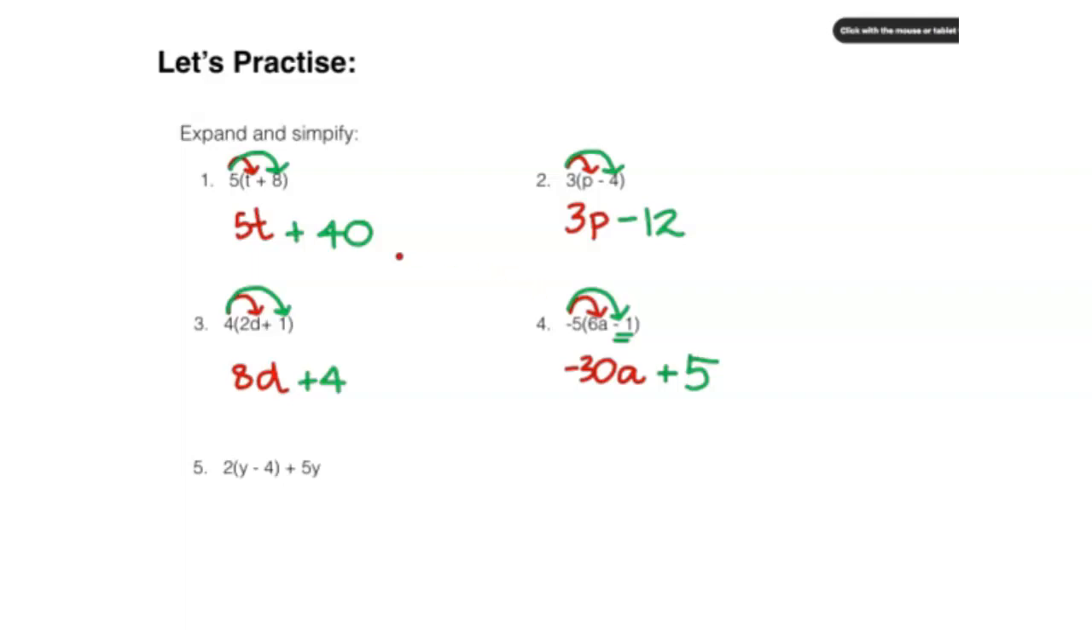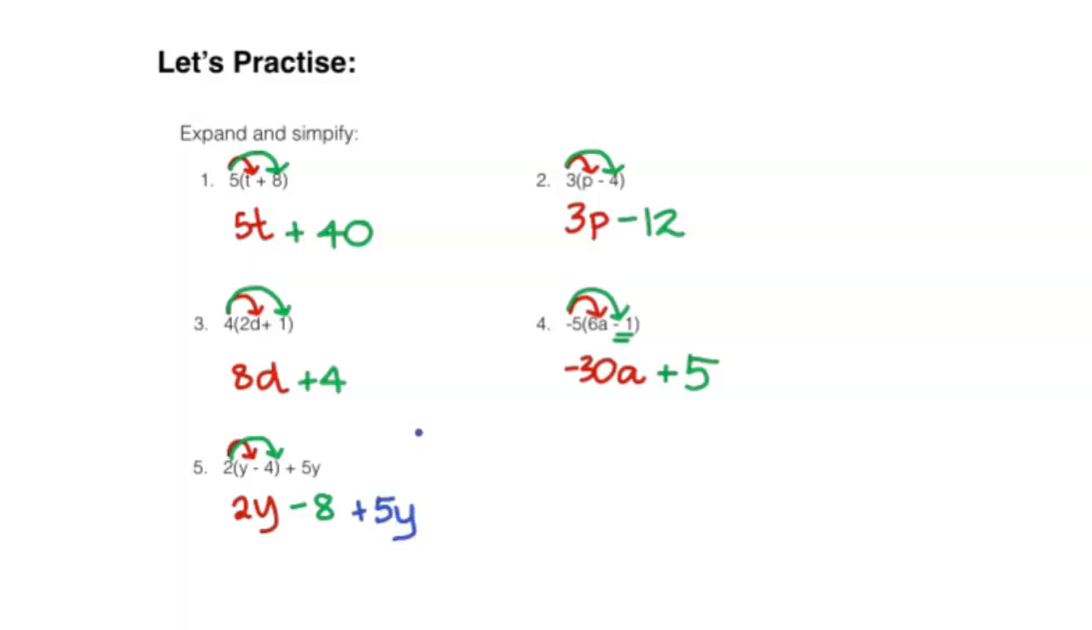In our final example, a slightly different expression, we're going to first concentrate on our bracket, removing that bracket by expanding. As BIMDAS says, we must do that first before we add another term. So beginning, 2 times y being 2y, and 2 times negative 4 is negative 8. Now we're just going to write in that plus 5y on the end because we have not used it yet.